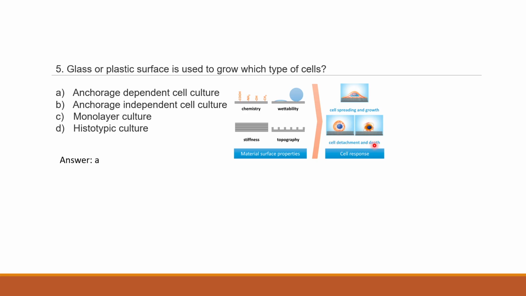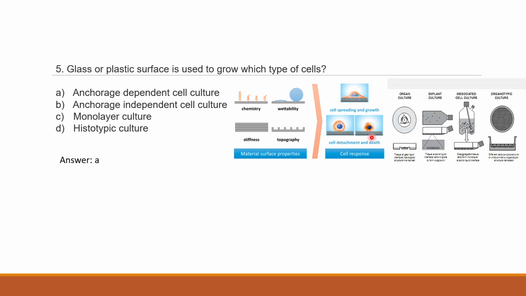Then there is cell detachment and cell death. If these things are not favorable to your type of cell, then your cell may not attach. It will just stay like a sphere on the plate. If they are not suspension cell lines, they will slowly enter into cell death, because they need attachment for growth and proliferation. If it doesn't get attached, it will eventually die. So that's why this is all important.